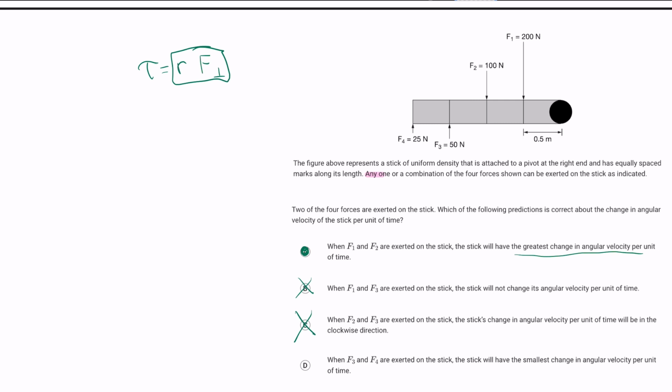But the problem is, and I'll go back and say, we highlighted that choosing only one is an option. So choosing F3 or F4 alone would both generate smaller torque than choosing them both together. So that's why D is not correct, because we don't have to choose two forces. We could just choose one force, and that one force, whether it be F3 or F4, would result in a smaller change in angular velocity per unit of time. All right, so that's why D is not correct.